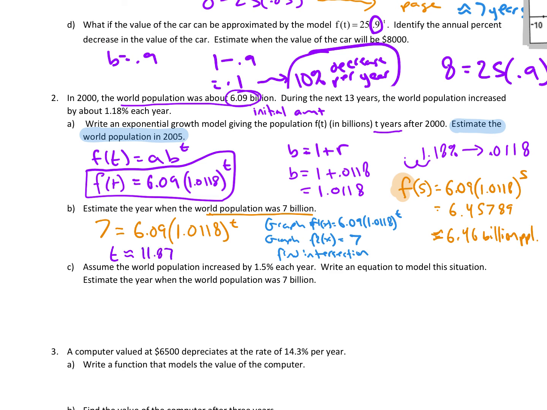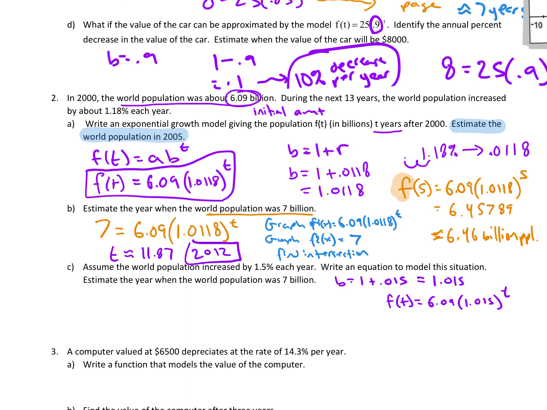And so estimate the year when the world population was 7 billion. Well, 11 would be 2011. And so at the end of 2011, so I would say 2012. I'd round up to the next year there. Assume the world population increased by 1.5% each year. Write an equation to model the situation. Okay, so that just means my b is now 1 plus 0.015. I changed 1.5% to a decimal. And so now my model would be f of t equals 6.09 times 1.015 to the t.